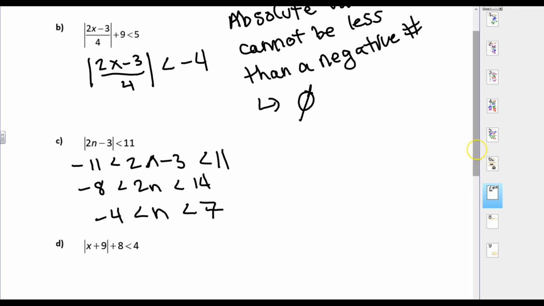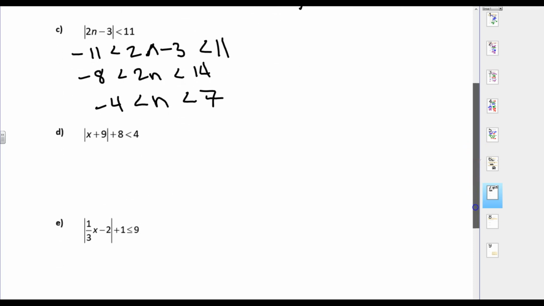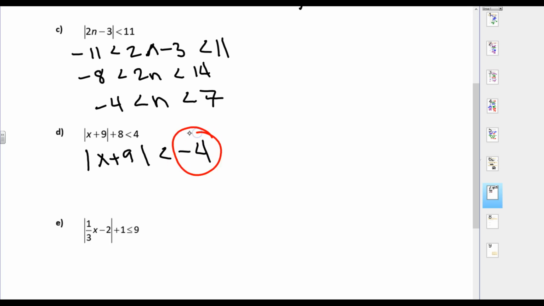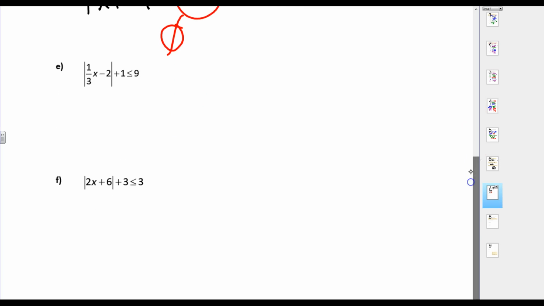Not too bad. This guy, I need to isolate the absolute value again, so I'm going to subtract 8 from both sides, so I get the absolute value of x plus 9 is less than negative 4. Again, because this is a negative 4, our inequality cannot be less than a negative number, so my answer is no solution. Taking a look at E, I'm going to subtract 1 from both sides to get the absolute value isolated. The absolute value of 1/3 x minus 2 is less than or equal to 8.